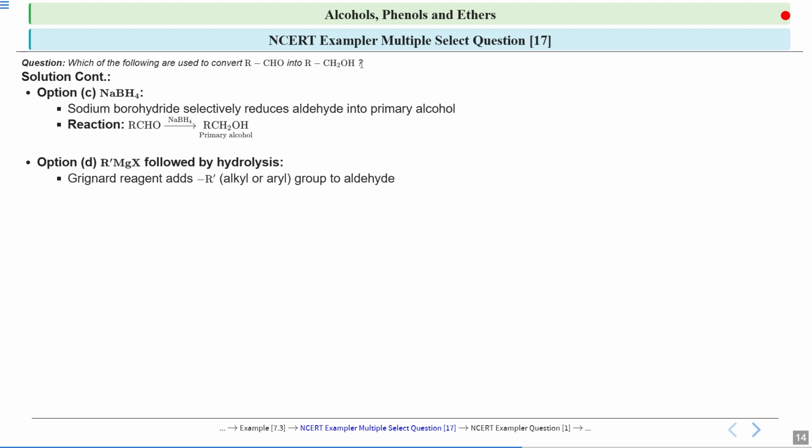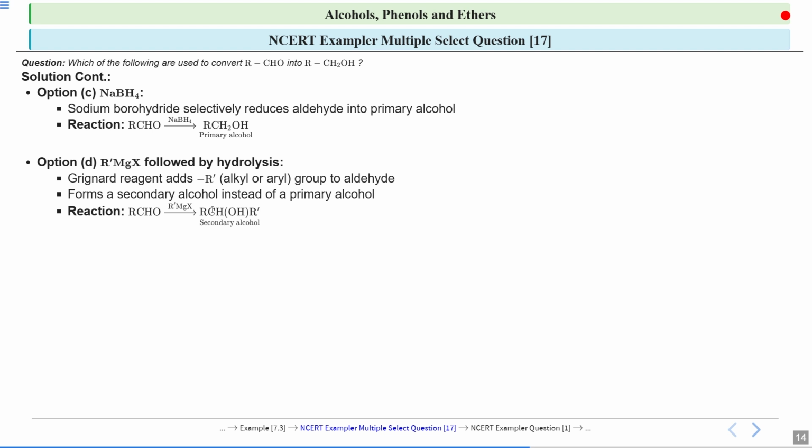But in the question, only a primary alcohol is asked. Okay, so in this case of Grignard reagent, look at this. You will see that to this carbon your R group will also attach. So this carbon will become a secondary alcohol. Why? Because this carbon is further connected to two other carbons. But in this case, we need only a primary alcohol. So that is why your Grignard reagent, which is followed by hydrolysis, is not the right option.